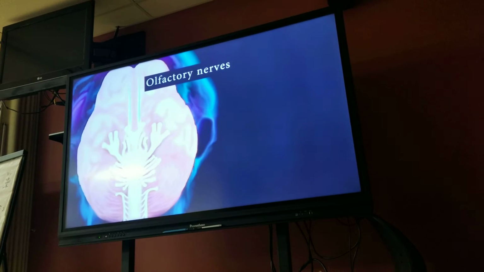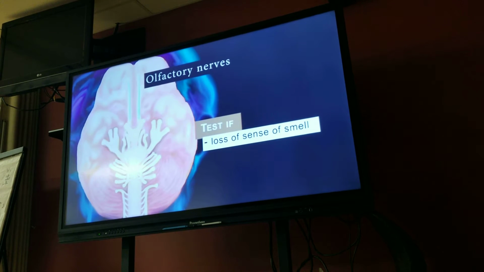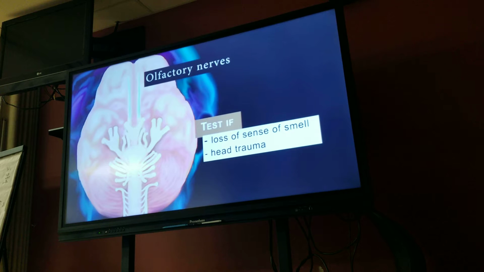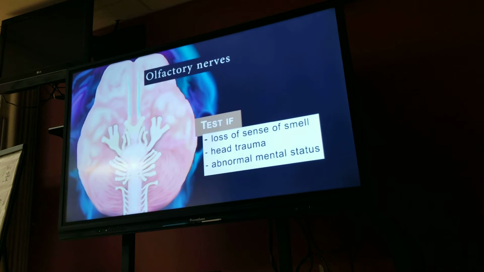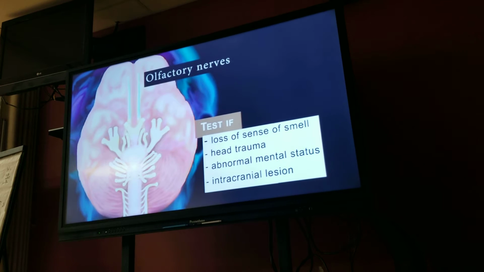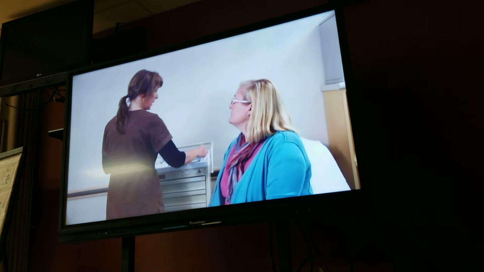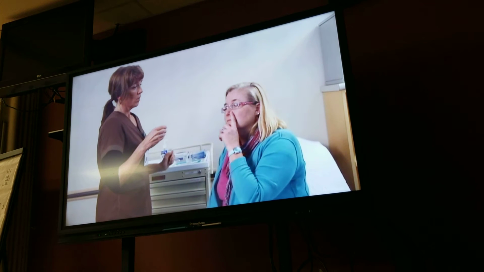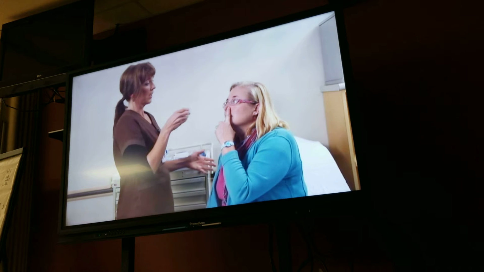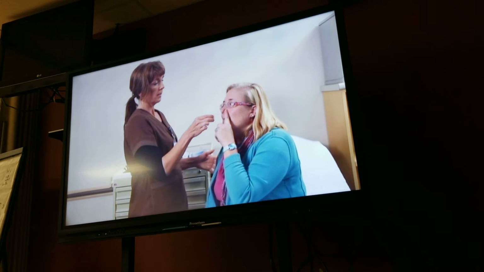Olfactory nerve function is usually tested only in patients who report a loss of the sense of smell, those who are suffering from head trauma, individuals with an abnormal mental status, or when an intracranial lesion is suspected. Testing is done by having the person sniff familiar, non-noxious smells. If the substances to be smelled are labeled or obvious by appearance, have the patient close her eyes.